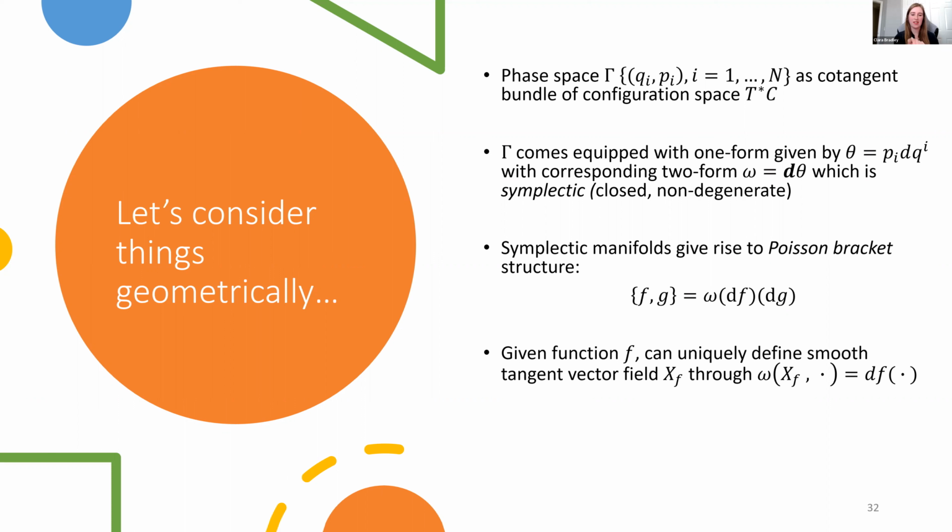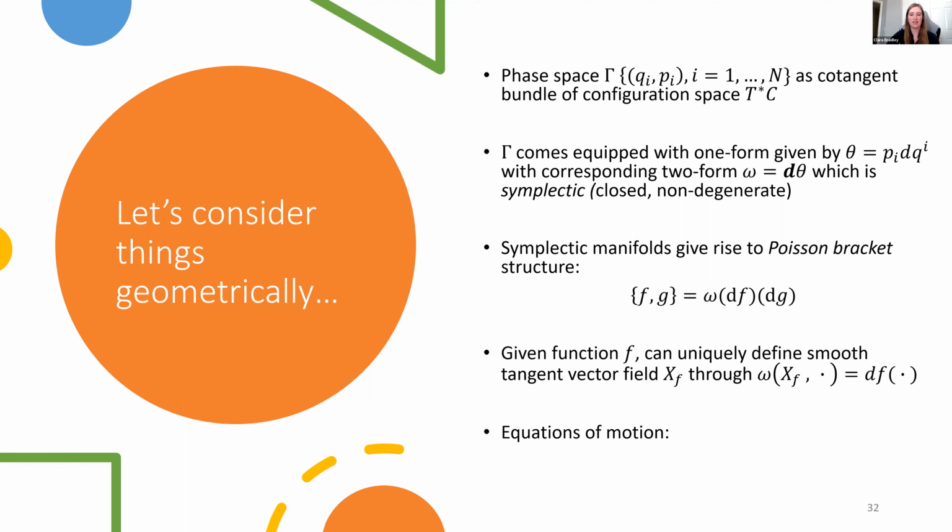Another fact that's important here is that given a function f, one can uniquely define a smooth tangent vector field through the fact that the two form acting on this tangent vector field is just equal to the differential of f, where the dot here just represents any vector field tangent to the phase space. So what this means is that the integral curves of these smooth tangent fields give the flows of a function. And it's unique precisely because this two form is non-degenerate.